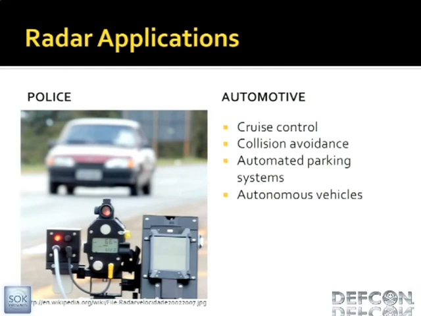They're using it for cruise control now, so your car can follow a certain distance behind the next car. Collision avoidance, your car will apply the brakes right before you hit something. Automated parking, which I think is in the Prius, uses radar to figure out where the parking spot is. And then autonomous vehicles in general are going to need a ton of this technology to figure out where they are in the near space.